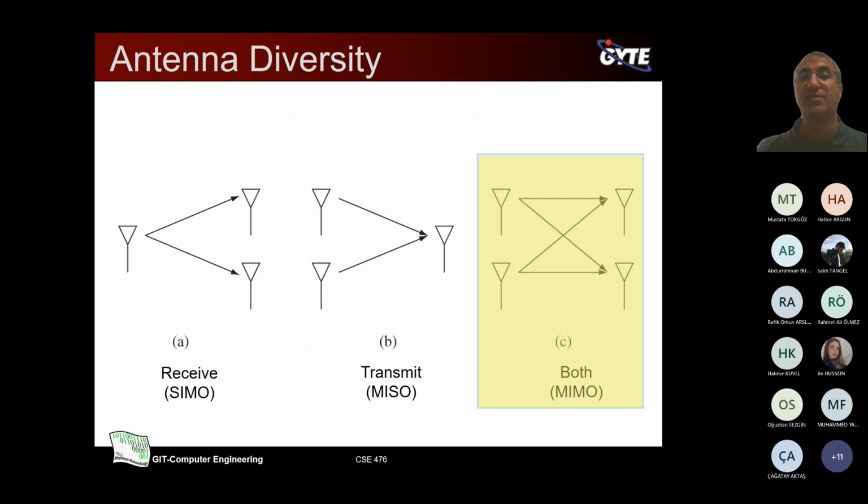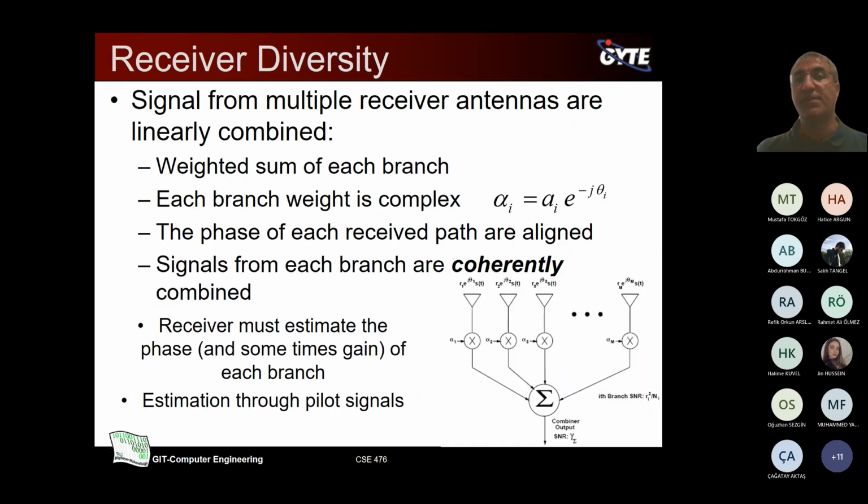So that was the transmit antenna diversity. We have the receiver diversity. As the name implies, signals from the multiple receiver antennas are collected and we need to combine them. So this is one path that we collect, this is another path that we collect, and so on, M paths. And we multiply with the optimal weight. Each branch has a weight which is a complex number. And then we align the phases, and then we combine them constructively, coherently.